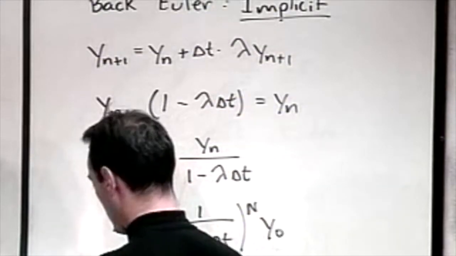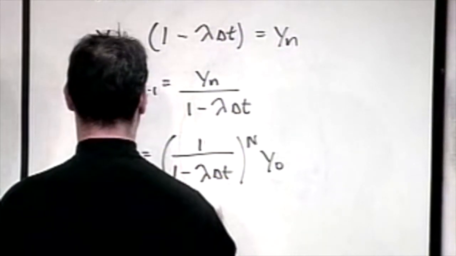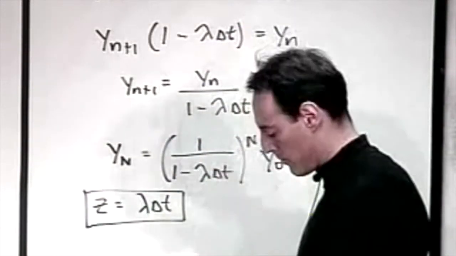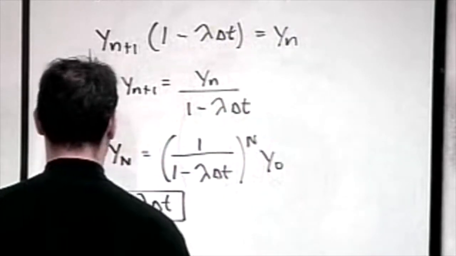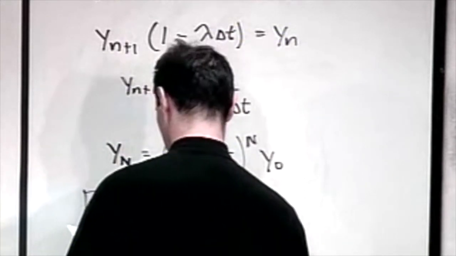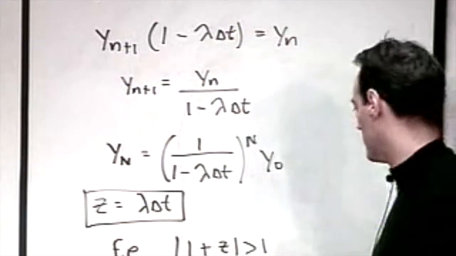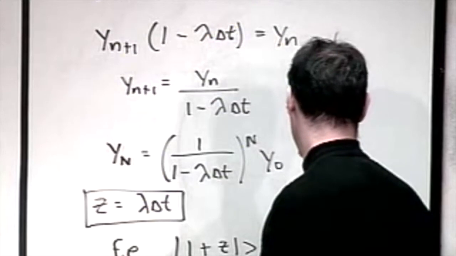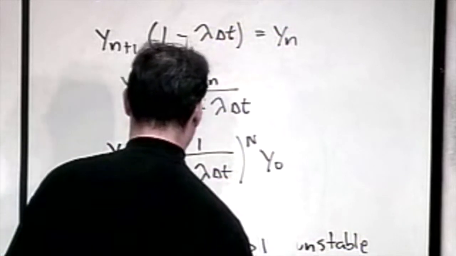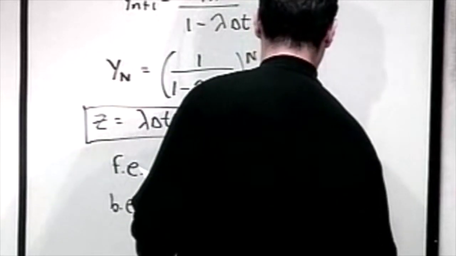And now, if I let the following quantity be z, some complex number, be lambda delta t. So I'm going to replace this lambda delta t by some z, which is just going to be some complex number, because lambda could be complex. Then, for forward Euler, I find |1 + z| greater than 1 is going to be my problematic area, my unstable region. Whereas for backward Euler, I get 1 over |1 - z| greater than 1. That's my unstable region.